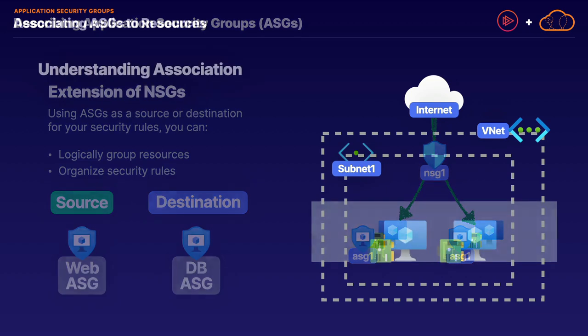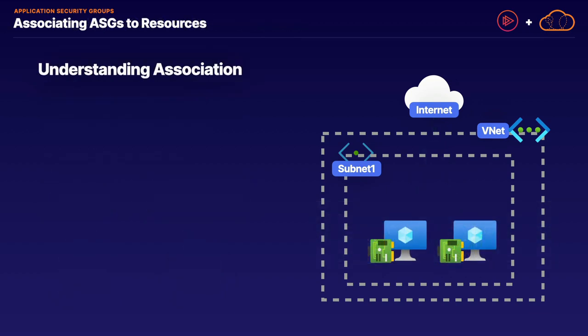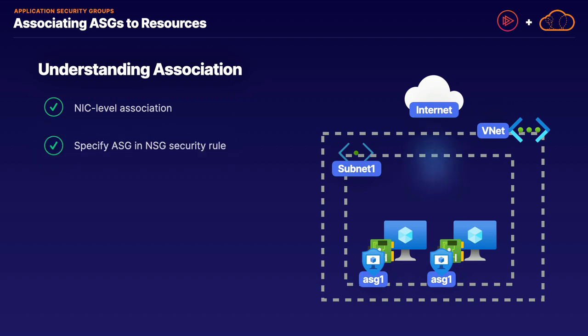Now, to dive deeper into understanding the association with application security groups and resources, let's first talk about what we're associating with when we're associating those ASGs. With application security groups, again, commonly referred to as ASGs, when we're associating them, we're really associating them at the NIC level. So the network interface cards for our virtual machines, and this allows us to logically group these resources together when we're referring to them and specifying those ASGs in our NSG security rules. And this gives that intelligence to our security rules.